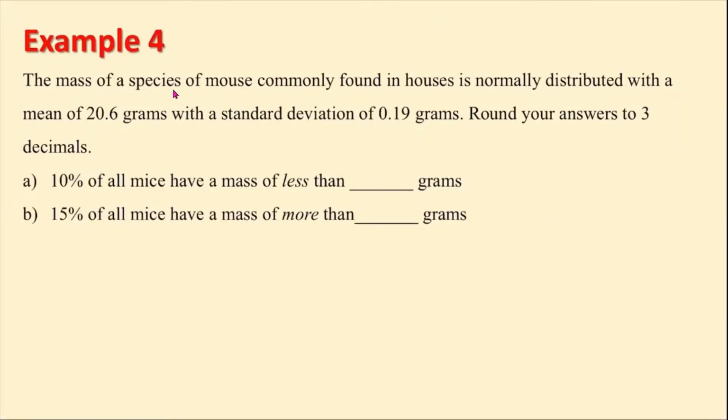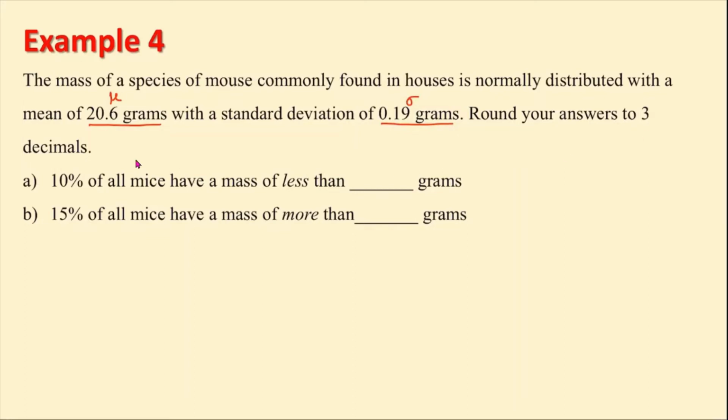The mass of a species of mouse commonly found in houses is normally distributed. So here we are talking about a normal distribution with the mean of 20.6 grams. So you can see here, the mean is 20.6 gram. That is the mean. And the standard deviation is 0.19 gram. That is the standard deviation.